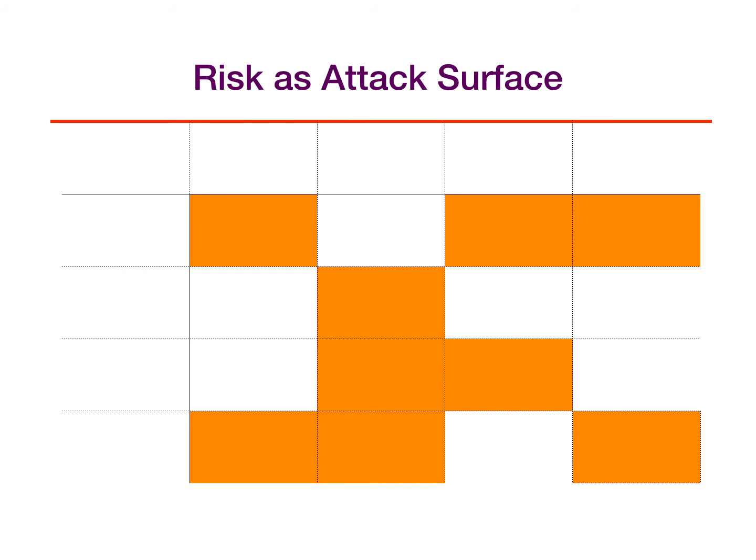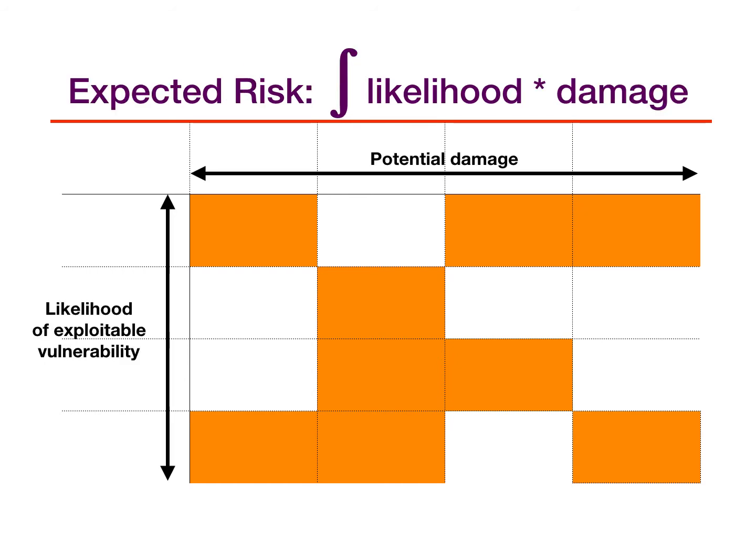I'm going to focus on using verification to lower our risk, and I'm going to use the attack surface as a way to visualize risk, as a way to think about where our risk is and how we can reduce it. Well, expected risk is just the flip side of expected value. Expected risk is the sum over all the potential exploitable vulnerabilities of the likelihood of the exploitable vulnerability multiplied by the potential damage that would happen if the vulnerability was exploited.